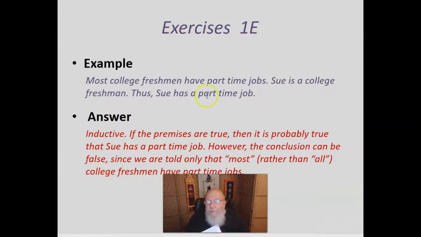If we consider the exercises in your book I'll be asking you to do, we have an example. Well, what kind of argument is this? Most college freshmen have part-time jobs. Sue is a college freshman, thus Sue has a part-time job. Now this is inductive, right? If the premises are true, then it's probably true that Sue has a part-time job. However, the conclusion could be false, since we're told only that most, rather than all, college freshmen have part-time jobs.